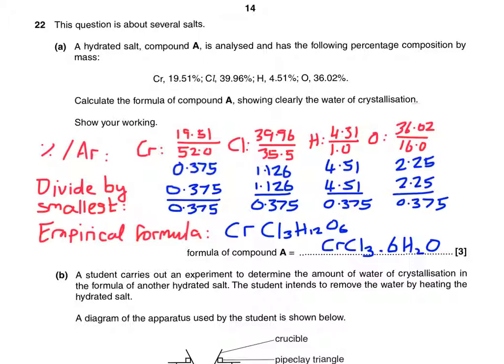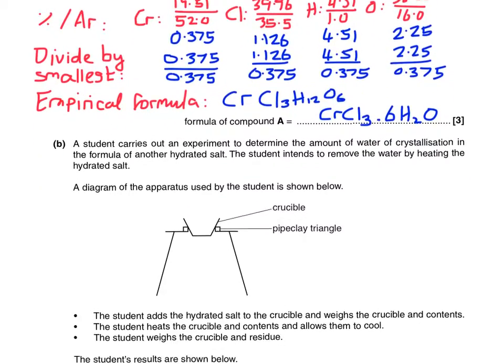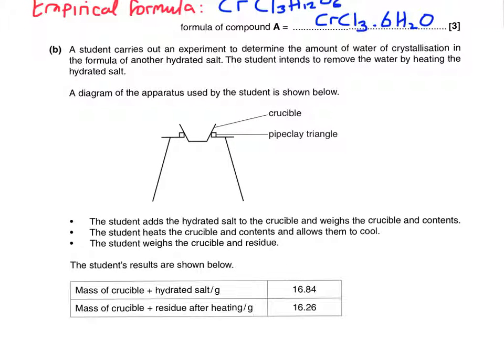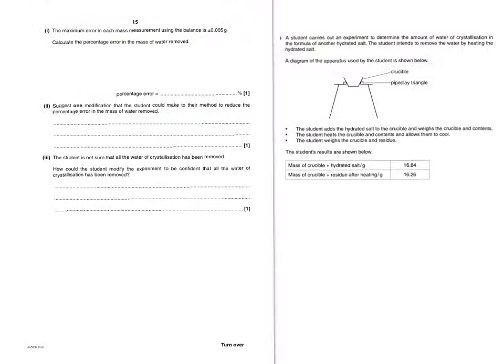So if we move the page down, it gives an explanation of what happens when a student carries out an experiment to determine the amount of water of crystallization in the formula of another hydrated salt. So because this is the bottom of the page and we're going to need this section for the next part of the question, I'm going to cut this out and stick it on the next slide for you.